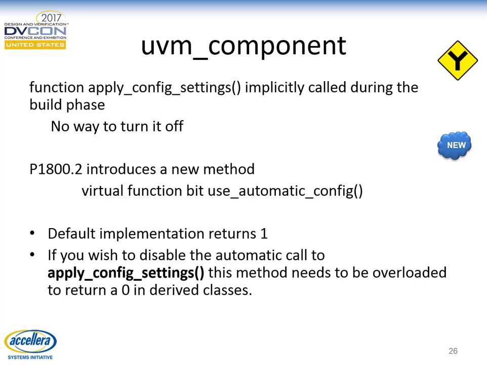So one thing we've done is that we've left the default in place, but we've introduced a brand new method called use automatic config. The default implementation returns 1, okay, to leave backward compatibility in place. But if you want to shut it off for a particular component, when you derive the class, have that method return a 0. It will then not call apply config settings during the build phase. This has the effect of speeding up your build times. At the starting point of the simulation, when the build phase is happening, if you had maybe 30, 40 variables, I've seen up to 200 in one or two places, you see that it's taking a huge chunk of time. This is something you can use in certain components.